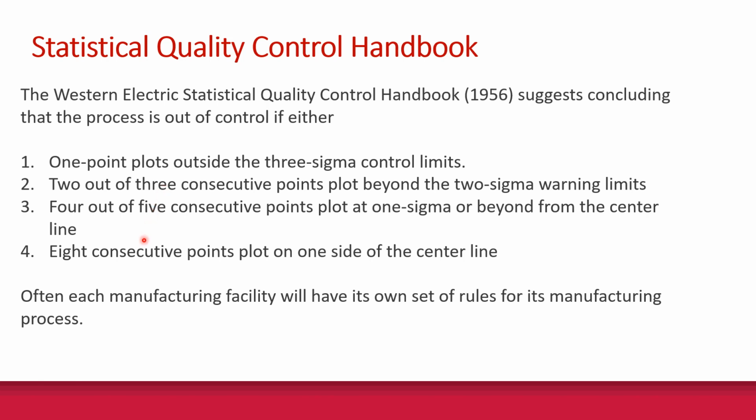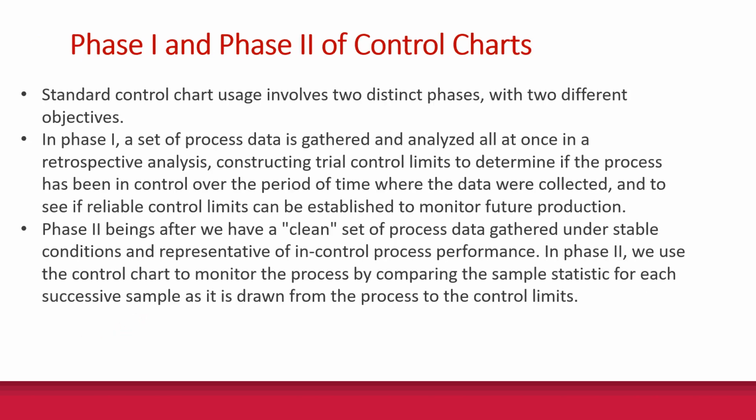Obviously, if a point plots outside of plus or minus 3 sigma, then that's obviously out of control. But there may be other cases where you want to take a look and see if you can tighten things up a little bit. Okay, so let's move on here.